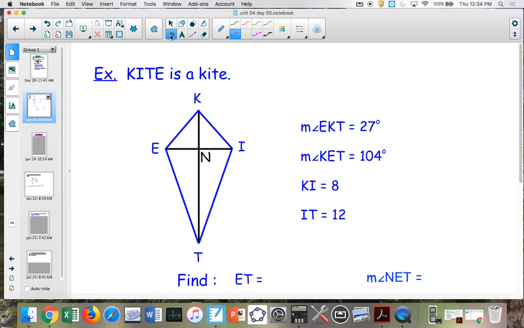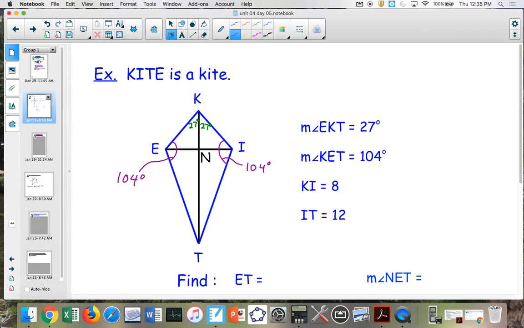Okay, so the measure of angle EKT is 27. That's that angle there. So right away you should think, oh, I know that the one next to it is also 27. Next given, angle KET is 104. We do that in a different color. K to E to T, that's this entire angle, is 104 degrees. So I know that on the other side, that entire angle is also 104 degrees.